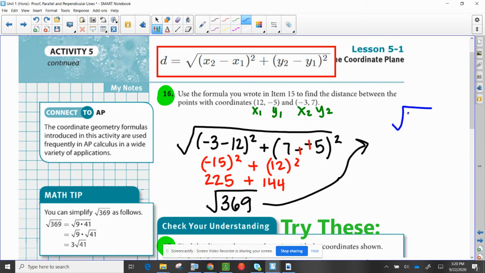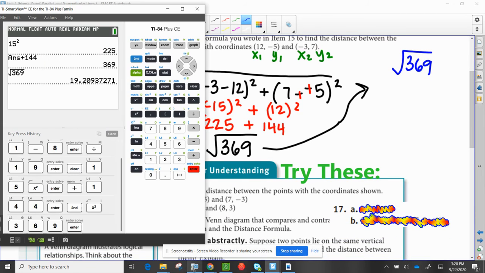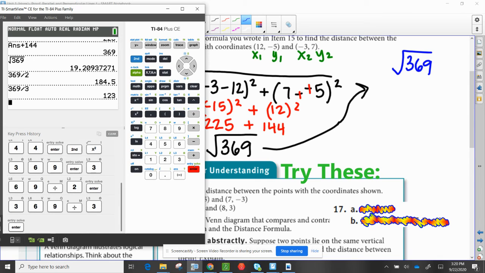So if we have the square root of 369, now we did kind of get lucky because they do give us a little math tip on the side there. But if you're not sure about what factors go into it, you can use your calculator to kind of guess and check. So let's see, if I divide by 2, nope, doesn't work. If I divide by 3, it goes in, but this is not a perfect square. So I'm going to keep working.